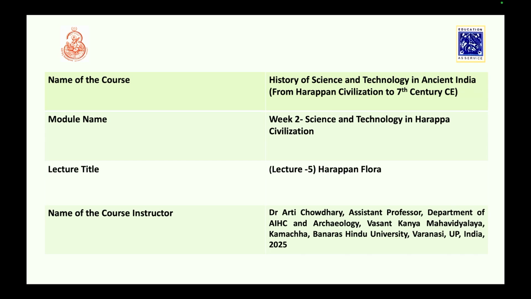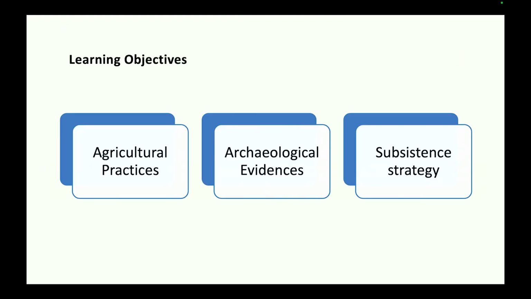In our last class, we discussed the different features of Harappan fauna, their existence, and their relevance to studying Harappan culture and civilization. Now we are moving towards the Harappan flora, because flora and fauna are inseparable evidences to understand the Harappan civilization gradually. So let's start.